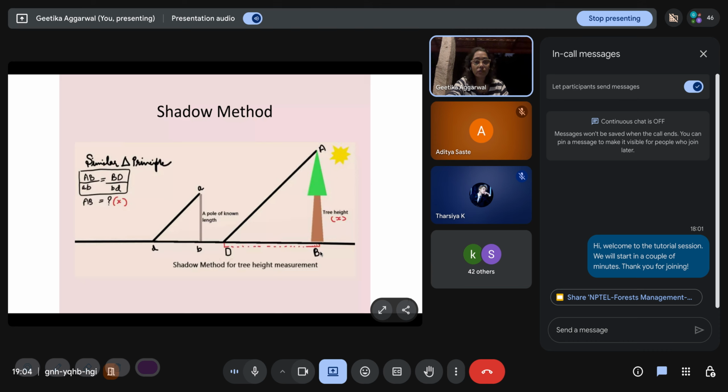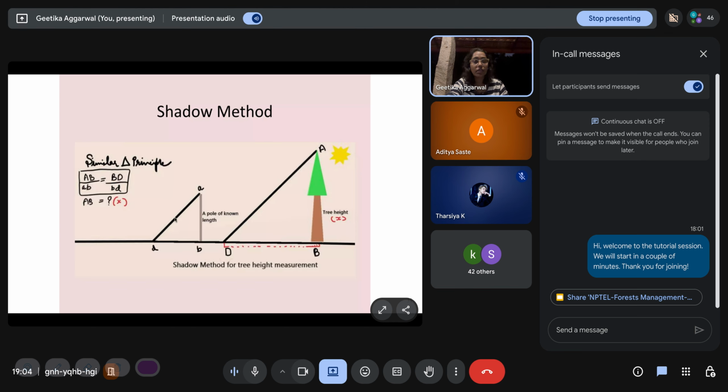Then you look at the length of the shadow. So here there are two triangles. One is capital ABD and one is small abd. And as we looked at already, this side would be proportionate to this side. So AD by small ad should be equal to AB by small ab should be equal to BD by small bd. So using this, you can actually reach the height of the tree.